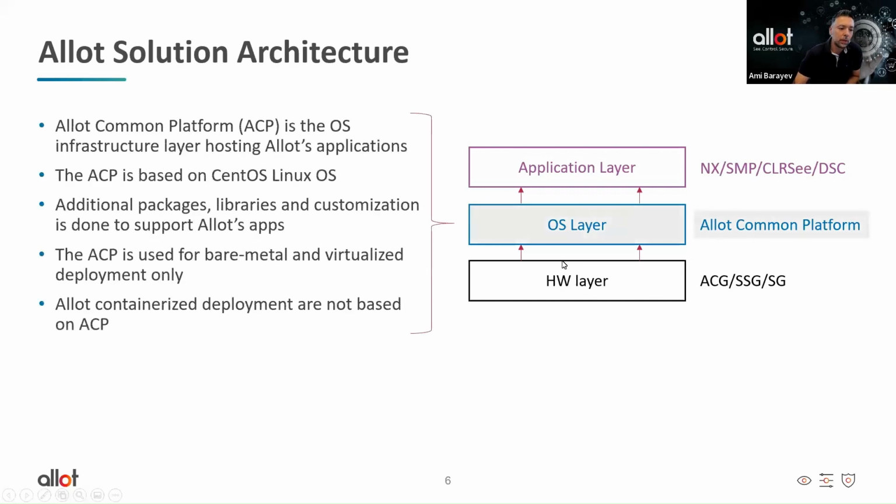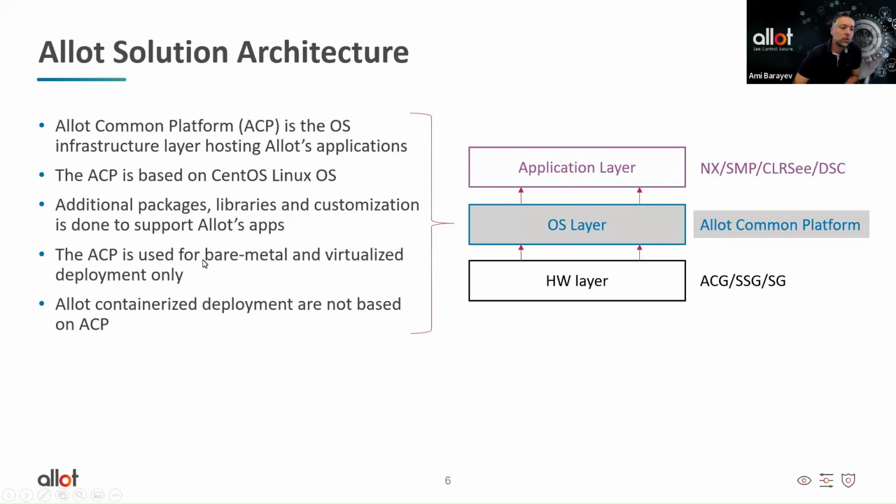If I zoom in specifically on the OS layer, which is based on the Allot Common Platform, you will see that the Allot Common Platform is our infrastructure or OS layer on which we deploy our solution. The ACP is based on a CentOS Linux OS. We are taking this Linux distribution, adding our own packages and libraries, doing all the customization, and then we provide this Allot Common Platform. And this is, as I mentioned, the underlying infrastructure hosting all the different applications.